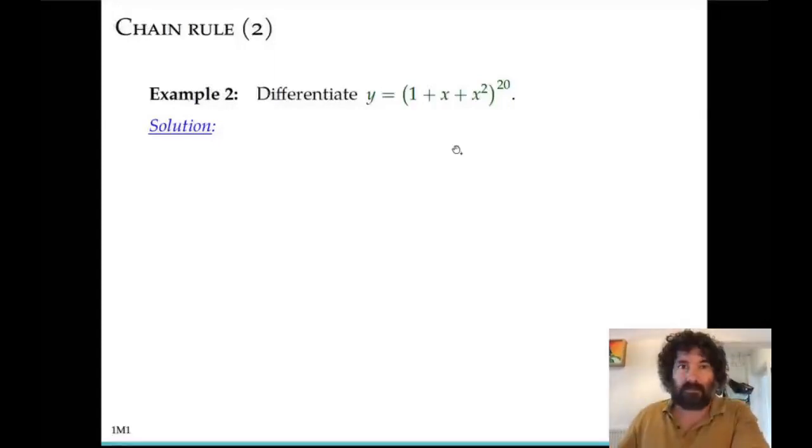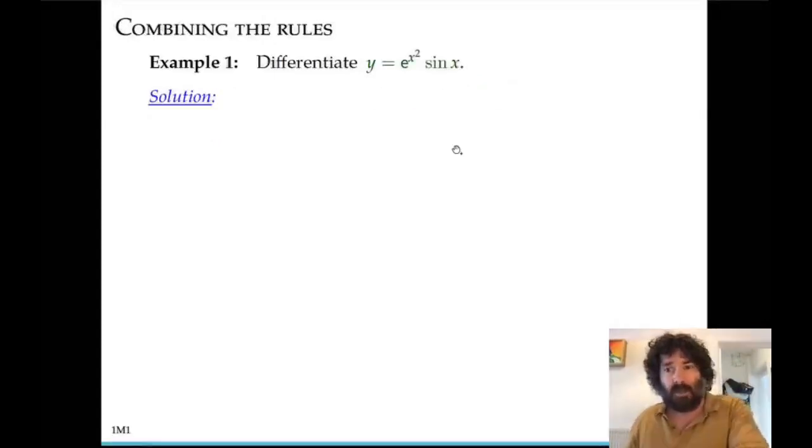Okay, I'm going to do one more example. These can actually get quite complicated because you can combine the rules by taking products and compositions in many different ways. So the last example that I'm going to do is a combination of the methods, where we have to apply a combination of the rules in order to take the derivative.